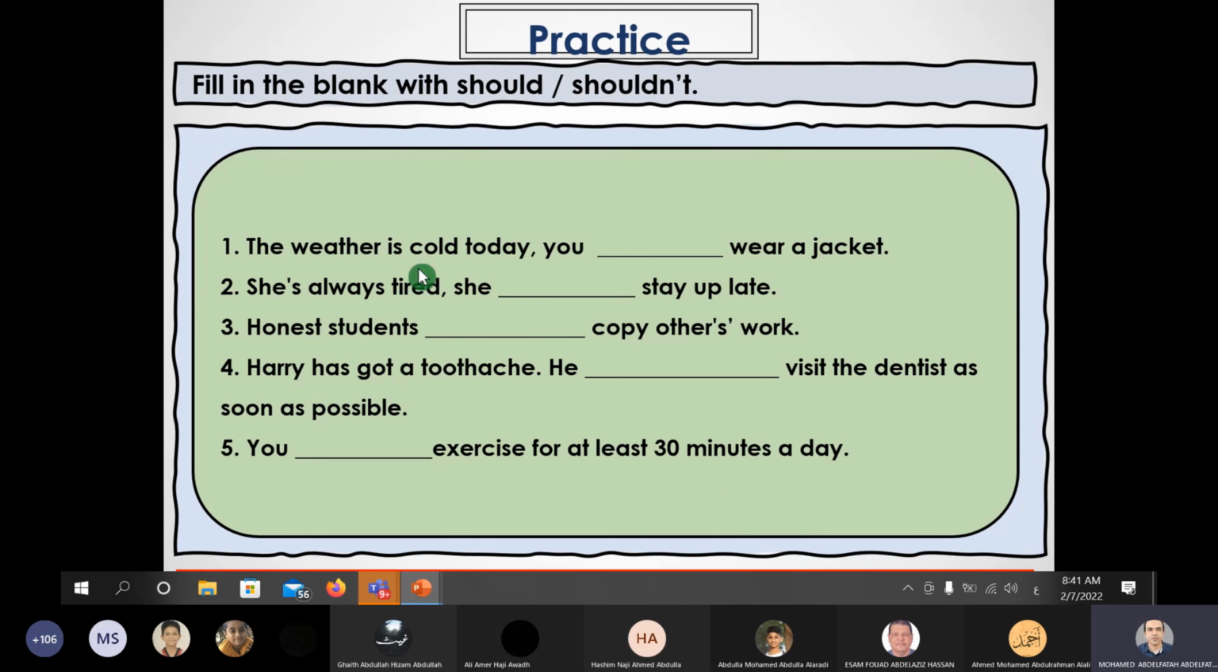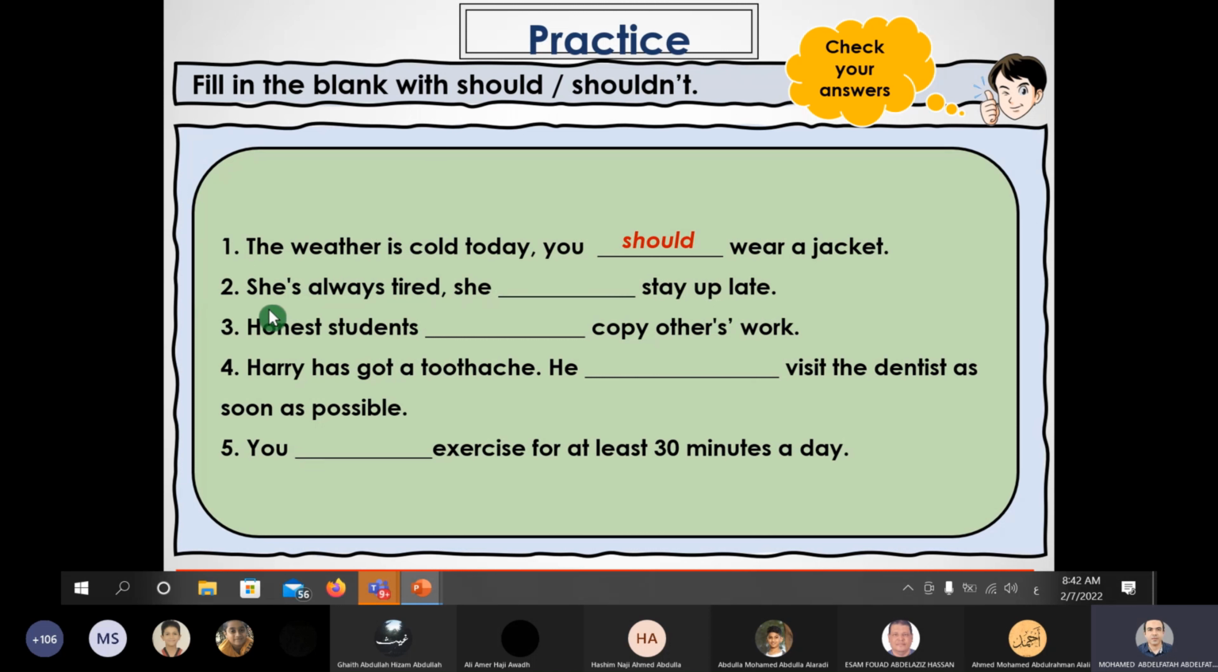The weather is cold today. You should wear a jacket. Yeah, it's cold outside and it's important to wear a jacket. So Abdullah says you should. This is advice. You are going out, you are putting on only a t-shirt. Your mom says, hey Abdullah, you should wear a jacket. It's cold outside. Bravo, Abdullah. So all students, now get ready, help me find the correct answers for the rest of these 5 sentences.